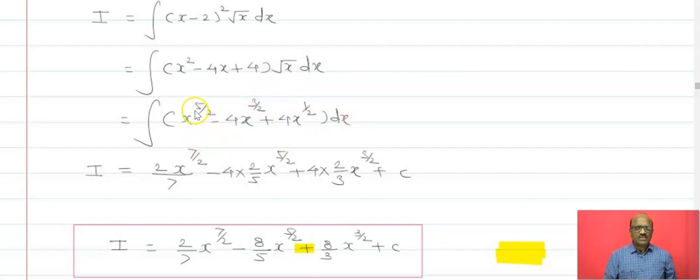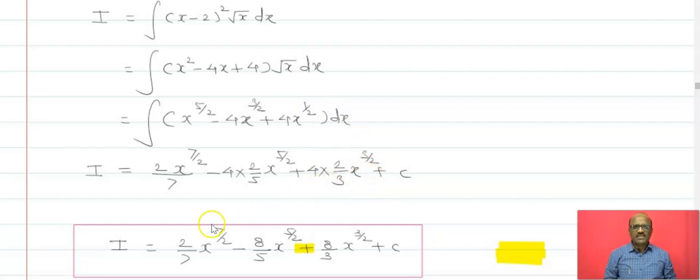Now the integral of x raised to 5 by 2 is x raised to 7 by 2 upon 7 by 2, which becomes multiplied by the reciprocal, that is 2 by 7. Next, for x raised to 3 by 2, we get x raised to 3 by 2 plus 1, that is x raised to 5 by 2 upon 5 by 2, multiplied by the reciprocal, 2 by 5. That is 4 into 2 by 5. Plus 4 into x raised to 1 upon 2 plus 1, that is x raised to 3 by 2 upon 3 by 2, which becomes 2 by 3.